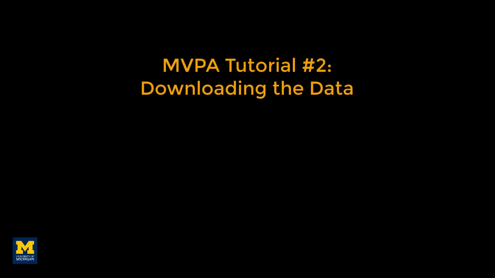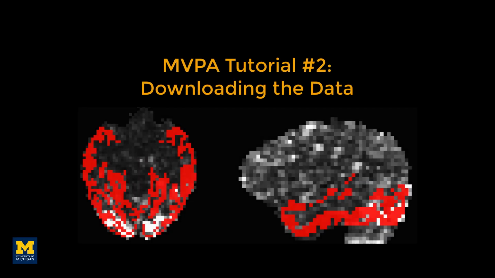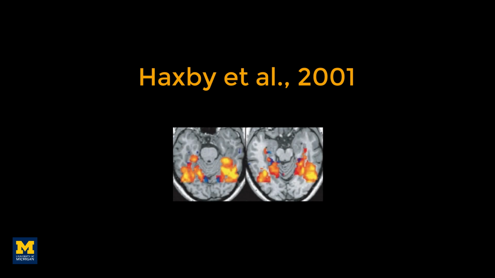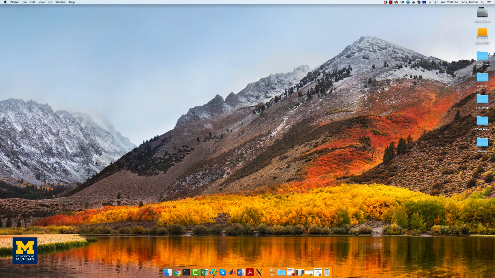In the last video, we did a classification analysis using a mask of the ventral temporal and occipital cortex. Why did we use these voxels instead of others? This mask, as it turns out, is related to the Haxby et al. 2001 dataset, which we reviewed in the introduction to this series. Since we've learned so much about the Haxby dataset so far, how about we analyze it ourselves?